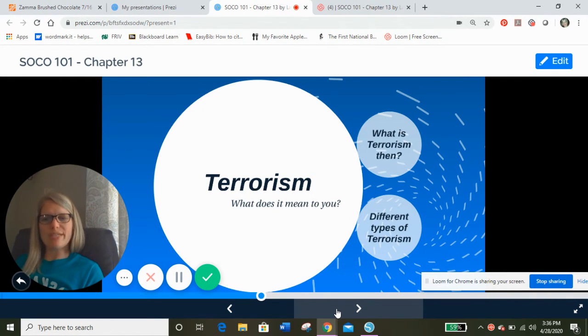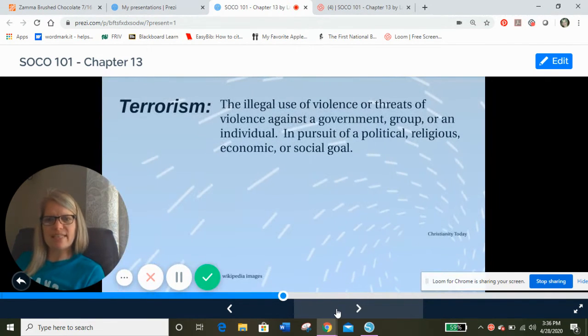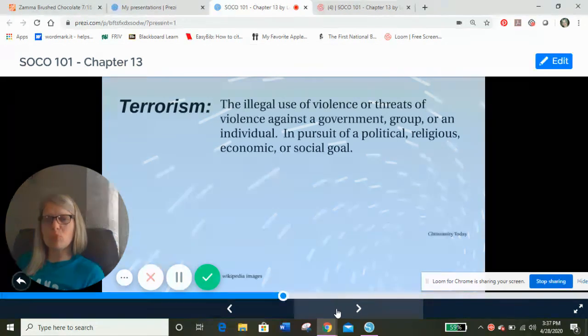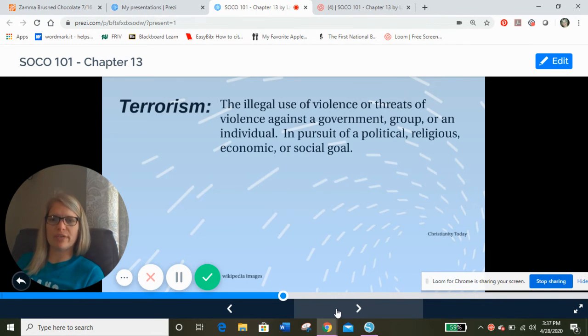So most people always thought of terrorism as being, oh, that's something over there. That's something that happens in those foreign countries. It became real to us when it was on our soil. So terrorism is not a new thing. The definition of terrorism in our book is that terrorism is the illegal use of violence or threats of violence against a government, a group, or an individual. And usually they're in pursuit of a political, a religious, an economic, or some sort of social goal. So that is really broadening our idea of what terrorism is.